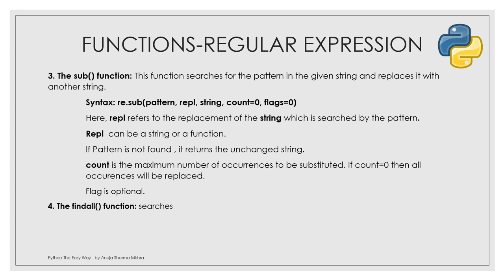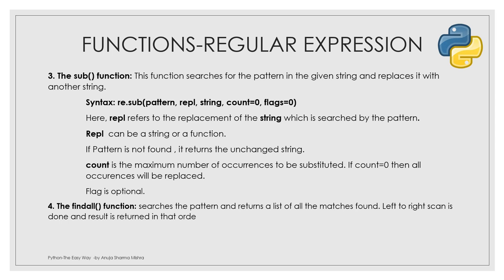So let's move on to the next function, that is the findall function. This is a pretty easy function. It searches the pattern and returns a list. Now here the return is a list of all the matches found. So if there is a string and I want to find how many times the Python keyword is there, it will give you a list of keyword Python. If Python is coming 4 times, there will be 4 items: Python, Python, Python, Python.